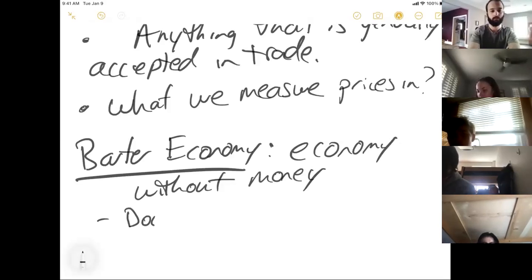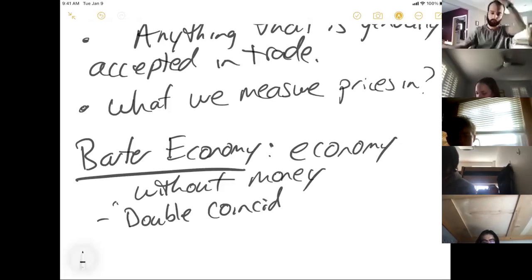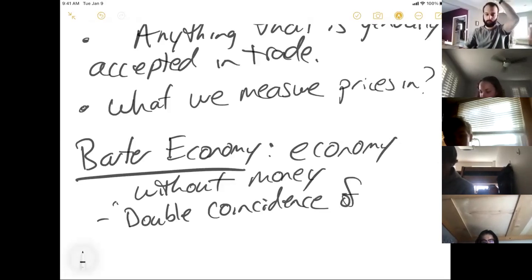And this is the problem of the double coincidence of wants. The problem with a barter economy is you have to have what they want and they have to want what you have.